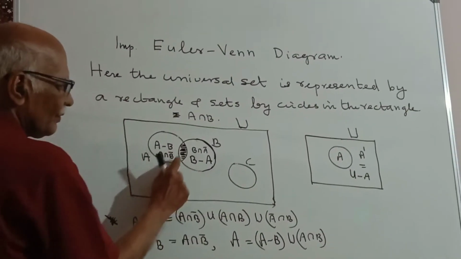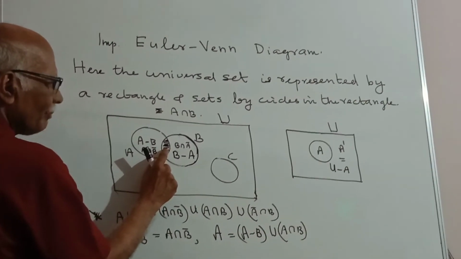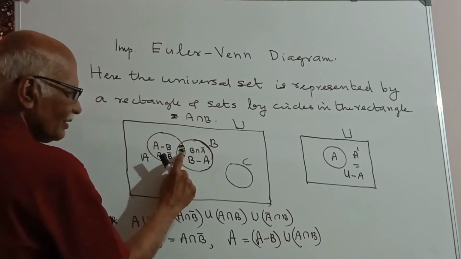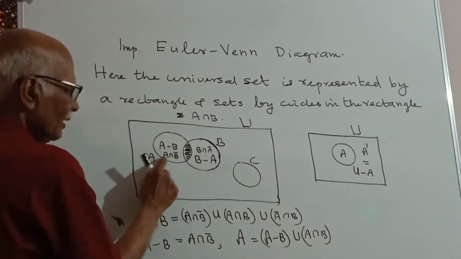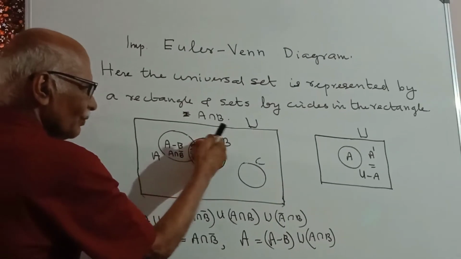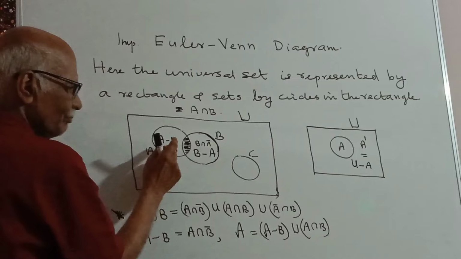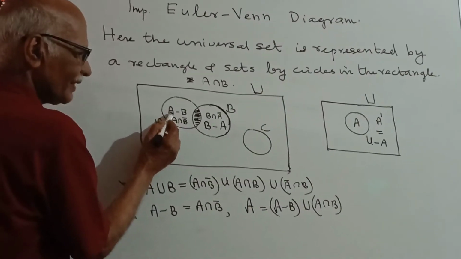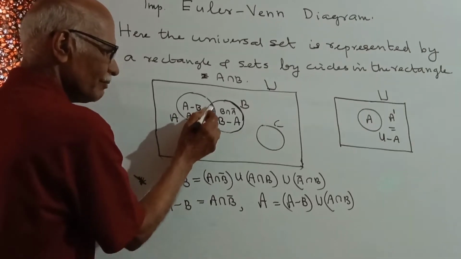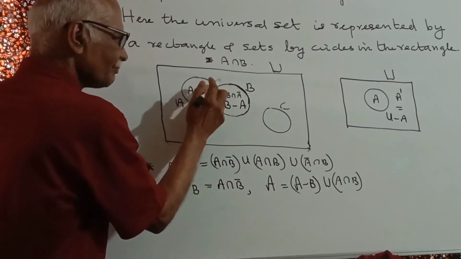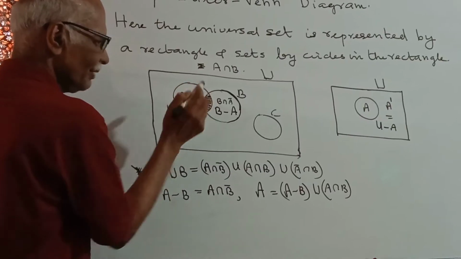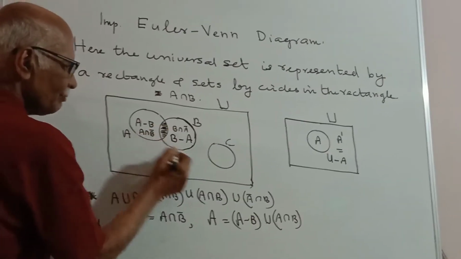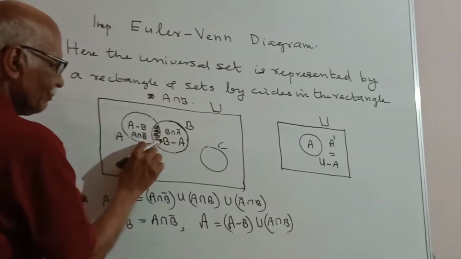Now, this part is common. The common part is the intersection of A and B. So we see A intersection B is the area like this. Now this is A and we remove B. So this is A minus B. Now A minus B means you take A and remove anything that comes in B. So this part is A minus B. Now we can see it is A intersection B bar, because this is B, the whole balance is B bar.